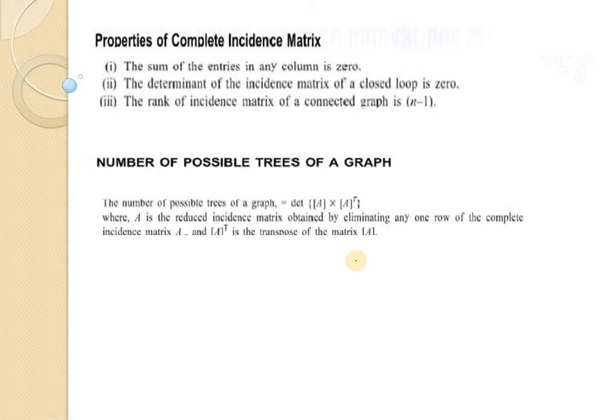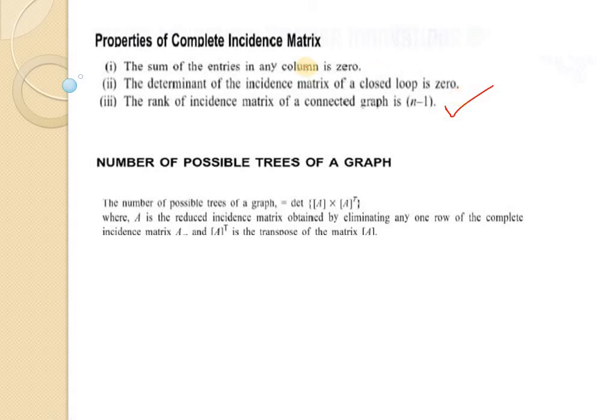Now, the properties of the complete incidence matrix. There are mainly 3 properties which we can highlight here. That is, the sum of entries in any column equals 0. Secondly, the determinant of the incidence matrix of a closed loop is 0. And thirdly, the rank of the incidence matrix of a connected graph equals n minus 1. That means the number of nodes minus 1 equals the rank of that incidence matrix.